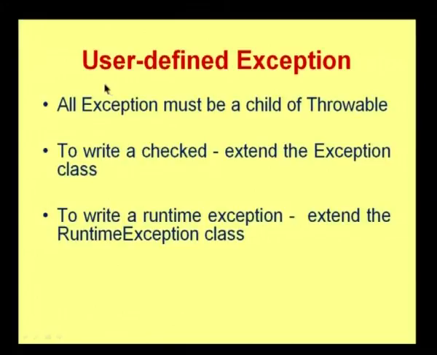All exceptions must be a child of Throwable. Whenever you create a user defined exception, it should be a child of Throwable. To write a checked exception, extend the Exception class. To write a runtime exception, I have to extend the RuntimeException class. I have already told you what is checked and what is runtime exception. Checked means during compilation itself we ensure that there is a handling mechanism for that type of exception. Whenever it is a runtime exception, we do not ensure this at compile time, and I need to do the handling at runtime.